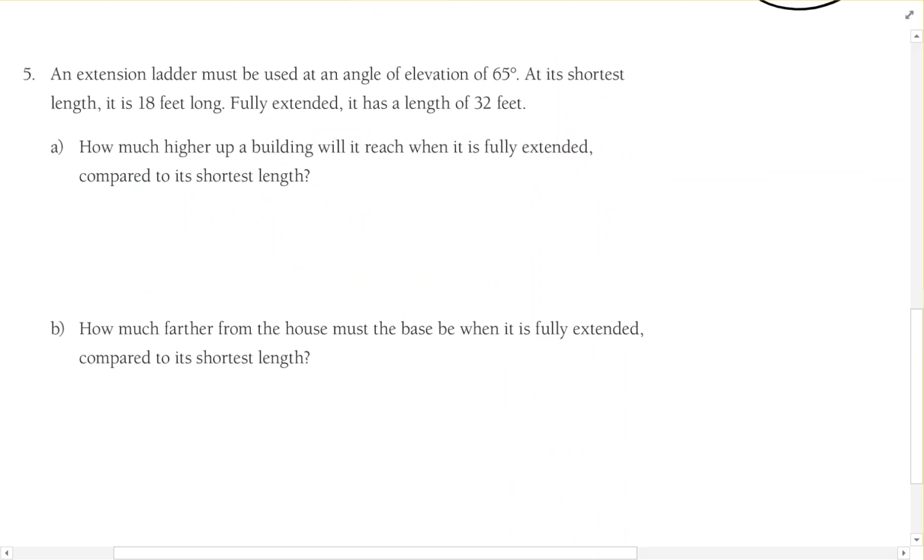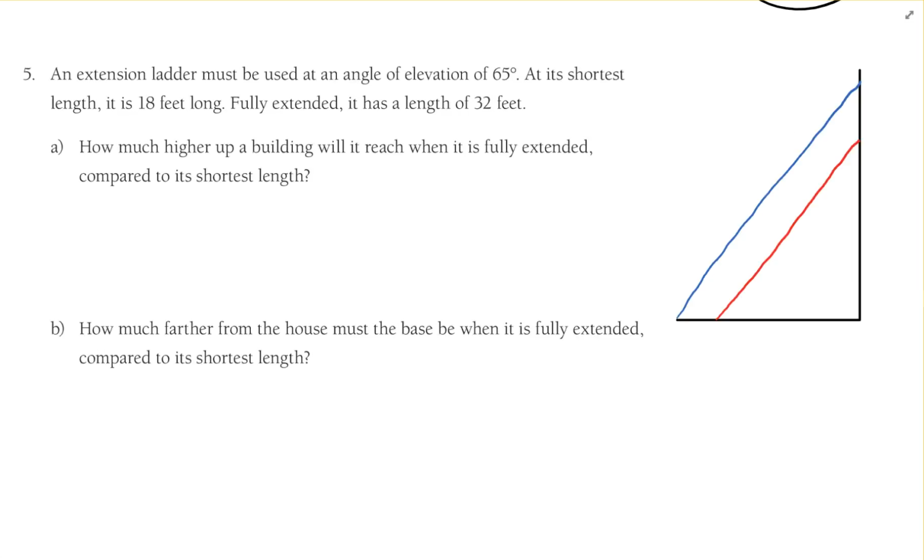Number 5. An extension ladder must be used at an angle of 65 degrees at its shortest length. It is 18 feet long. Fully extended, it has a length of 32 feet. Okay, so the hardest part of this one's actually just going to be drawing it out, I think. So if we draw, okay, so it's going to be something like this, right?